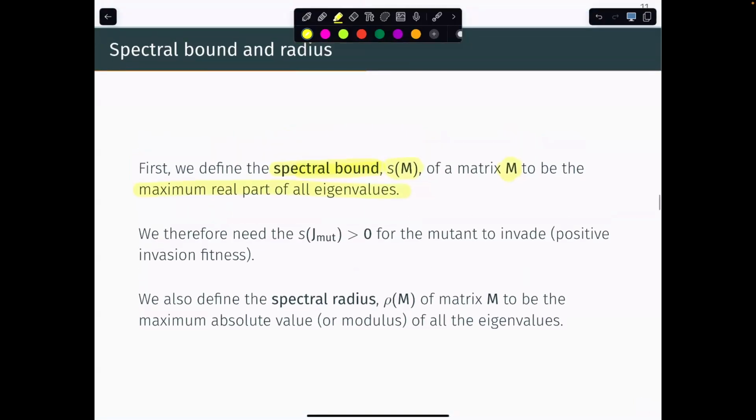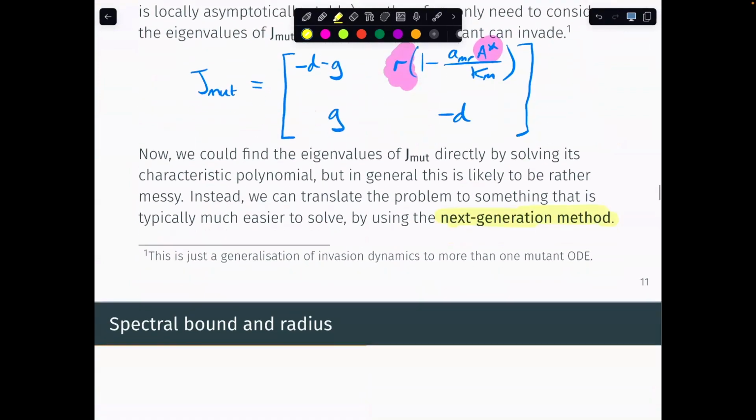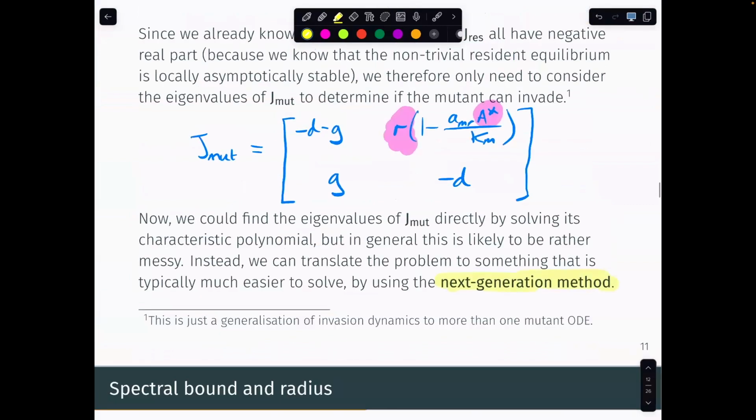So what we really want is for our mutant to be able to invade, we want the spectral bound of this matrix to be positive. So the spectral bound of J mut has to be positive for our mutant to invade. This is basically just saying the largest real part of any of the eigenvalues from this matrix has to be positive. So remember, we only need at least one of the eigenvalues of this matrix to be positive for our resident mutant system evaluated at our resident equilibrium to be unstable. In other words, for our mutant to be able to invade. Okay?